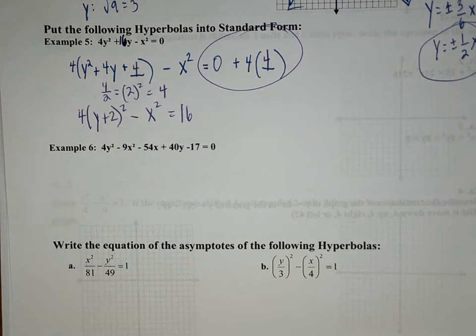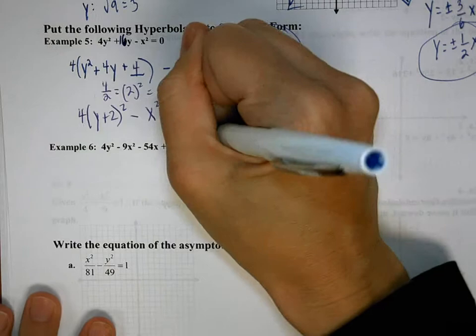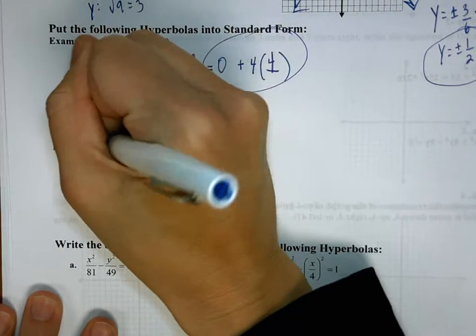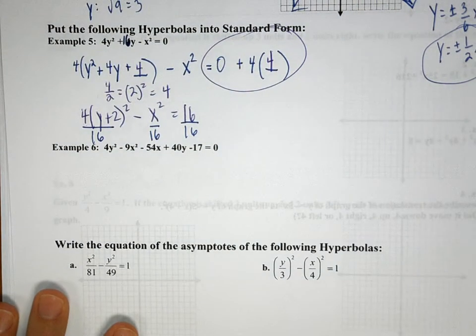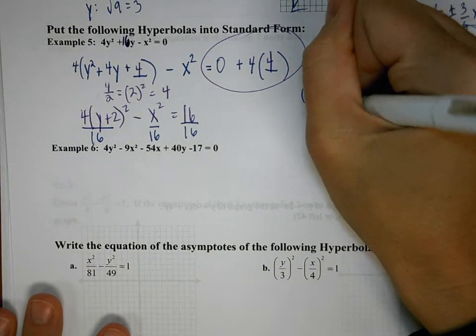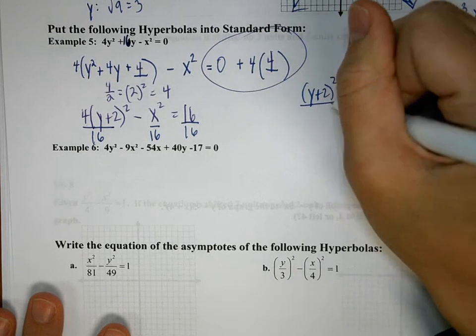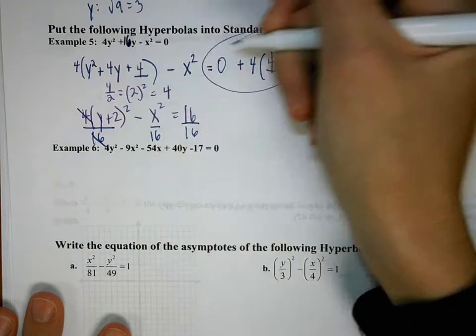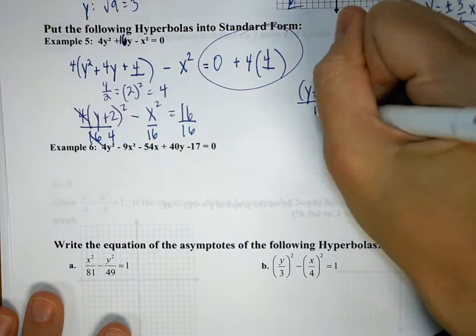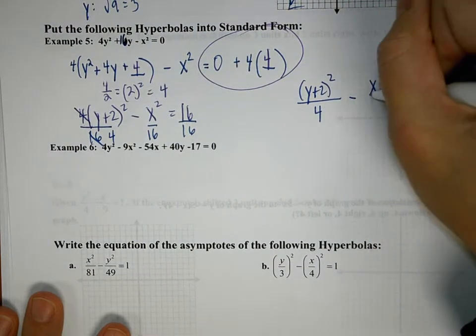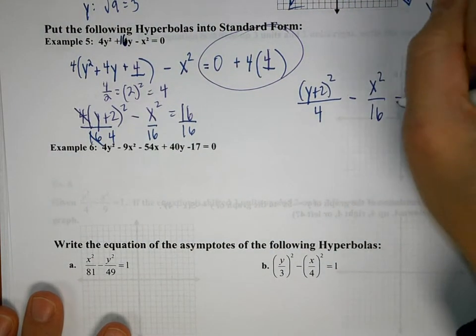Okay. Then what do I need to do? Divide by 16 because you want it to equal 1. So we divide by 16 and reduce. So my equation is y plus 2 squared over 4, because 4 goes into 16 4 times, minus x squared over 16 equals 1.